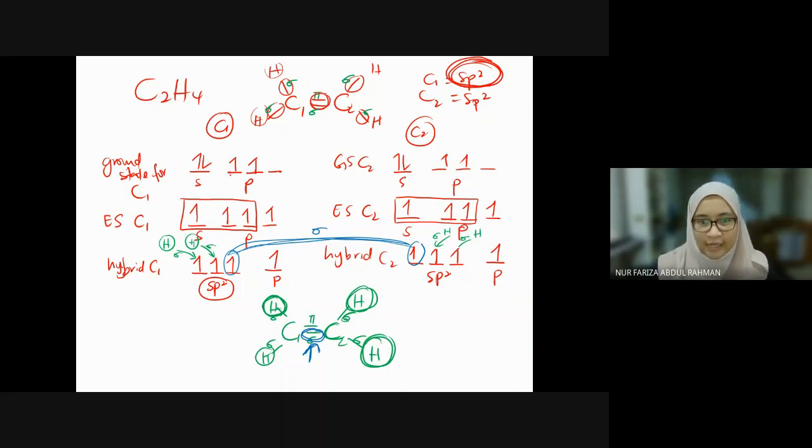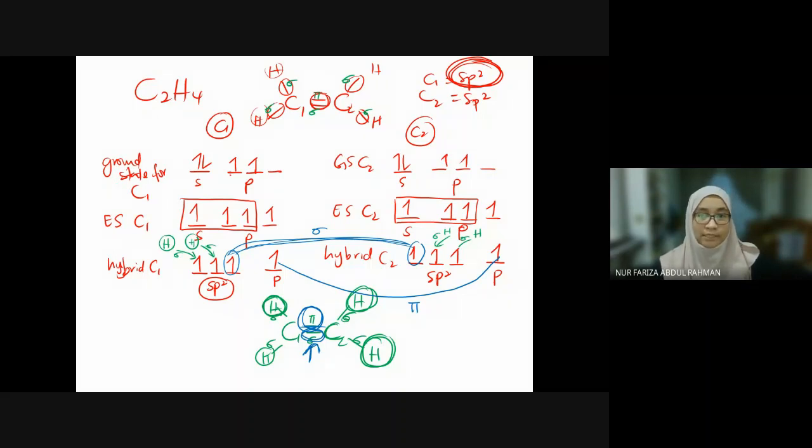Okay, ta-da. So this last one, the unhybridized p orbital here. These two will overlap because this represents the pi bond. Okay, so pi bond between the two unhybridized p orbitals. Right? Okay, do you understand?